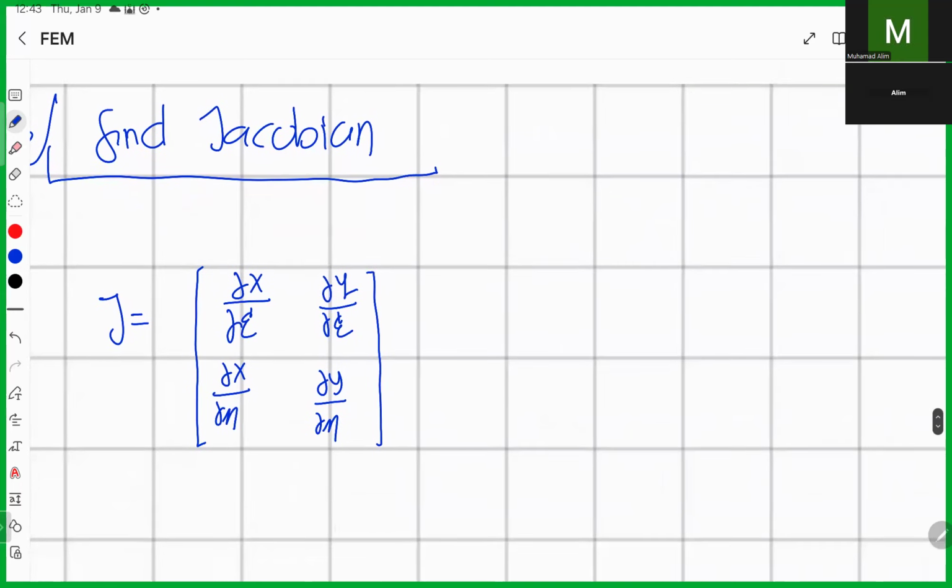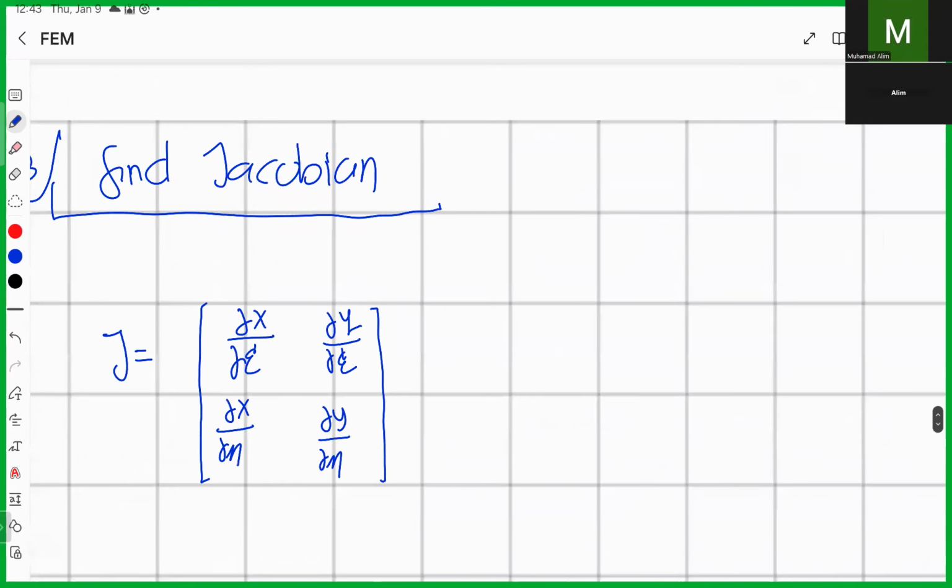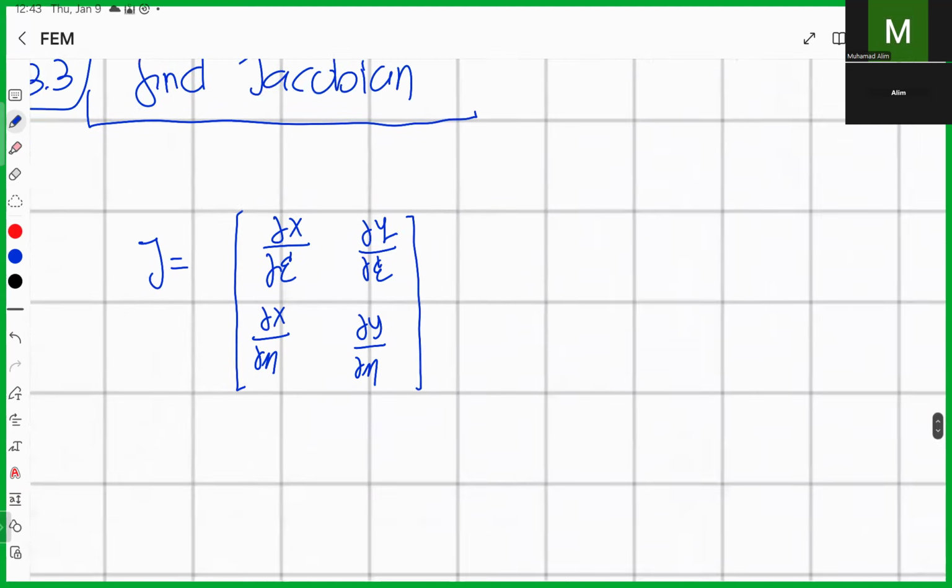So we need to find this first before we can get the full B function here, correct? And then there are several tools that we're gonna use.